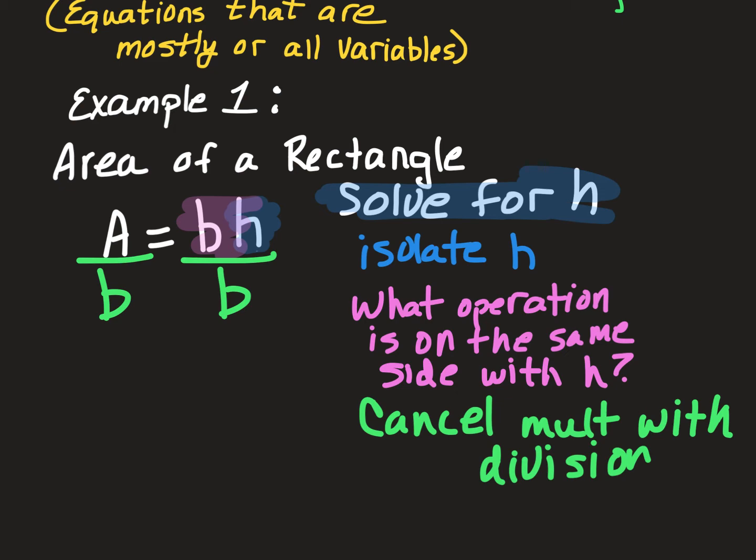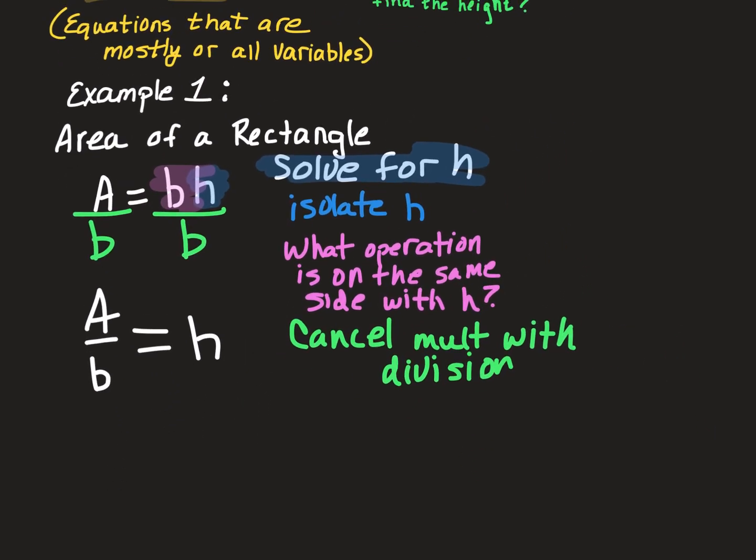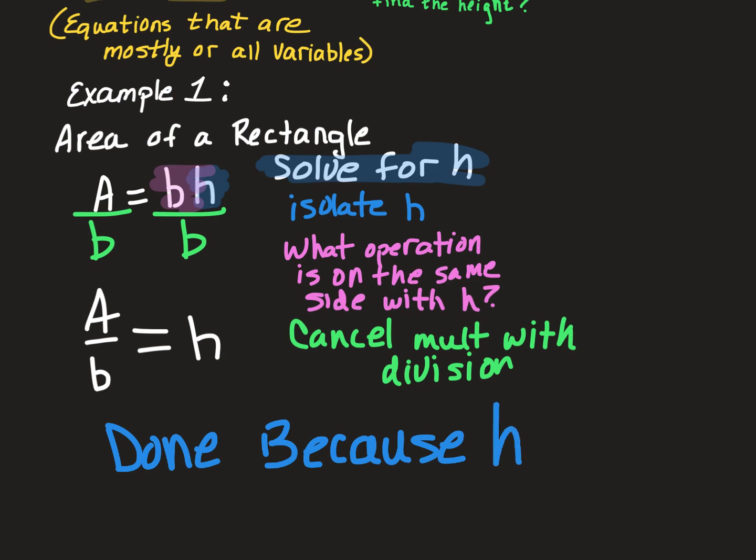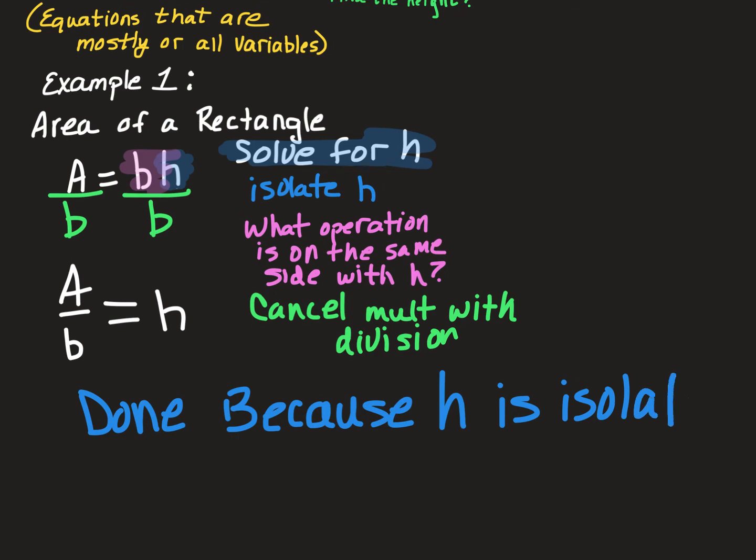Now, obviously, we don't know in this problem what a and b are. So you can't do a divided by b and get a number, because you don't know what those numbers are. So you're literally just going to leave it as a over b is equal to h. All you have done is taken the formula and rearranged it. So you're done, and the reason you're done is because it told you to solve for h, and h is isolated. You're really not doing anything that you don't already know how to do, okay?